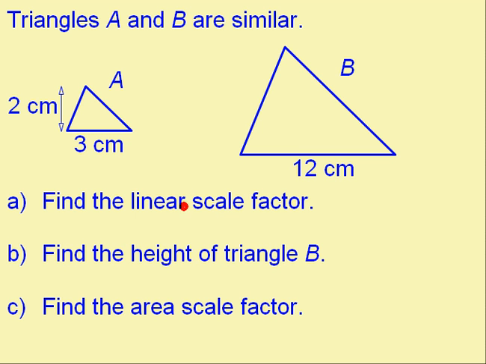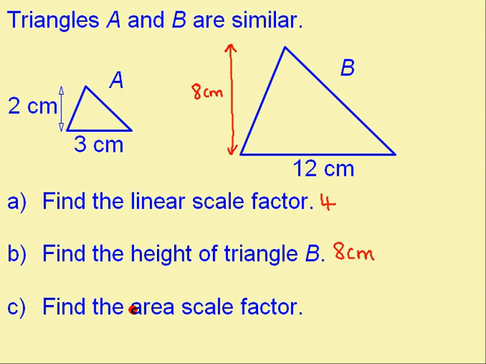So for the linear scale factor, we have 12 divided by 3, which is 4. To find the height of triangle B, I'm going to use the height of triangle A and my linear scale factor. So we have 2 multiplied by 4, which is 8. So the height of triangle B is 8 centimetres.